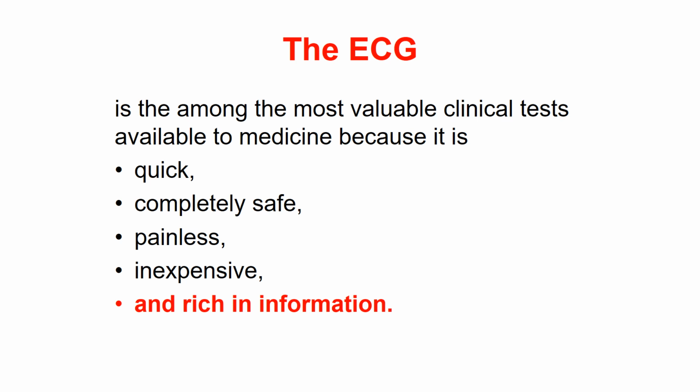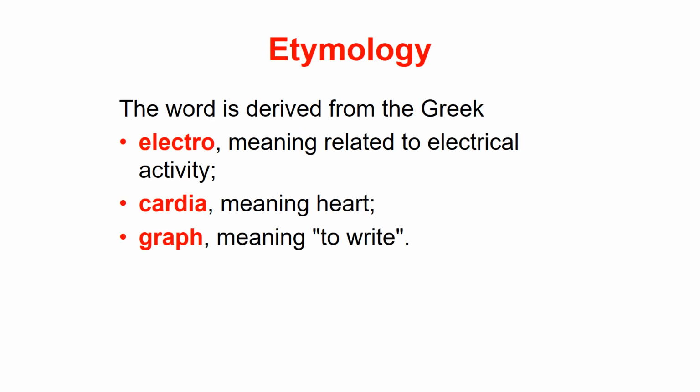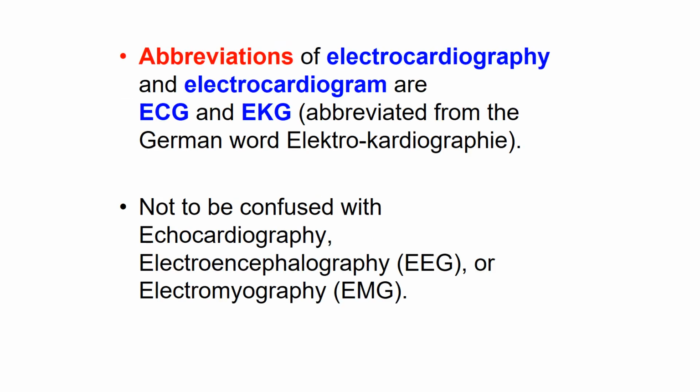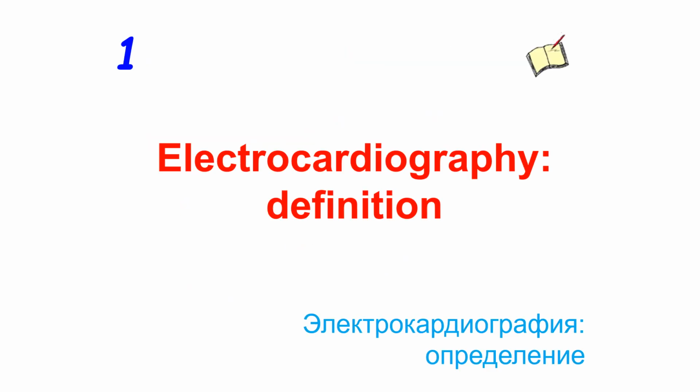rich in information. Etymology. The word is derived from the Greek elektro, meaning related to electrical activity, cardia, meaning heart, and graph, meaning to write. Abbreviations of electrocardiography and electrocardiogram are ECG and EKG, abbreviated from the German word Elektrokardiografie. Not to be confused with echocardiography, electroencephalography, EEG, or electromyography, EMG.